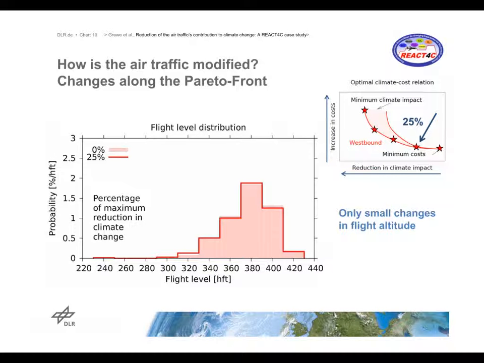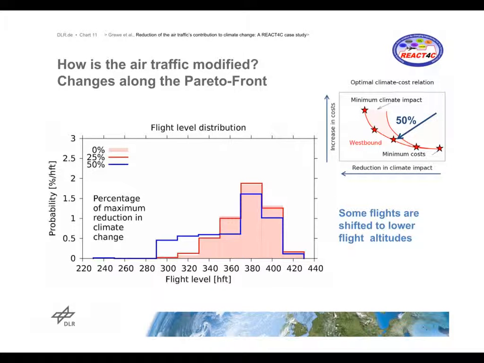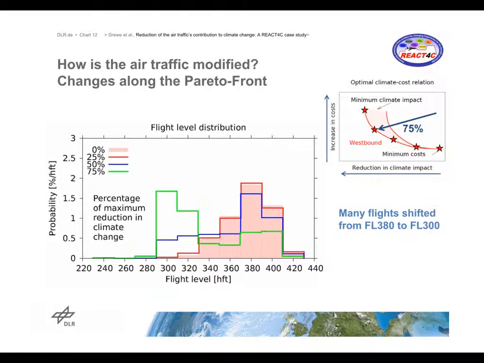When we move along the Pareto front, as indicated in the upper right, to the point where we achieve 25% of the maximum climate impact reduction, we only see little changes in the flight level distribution, as indicated by the red line. Achieving 50% of the maximum climate impact reduction leads to more flights at lower altitudes, at flight levels 300 and 320, as indicated by the blue line.